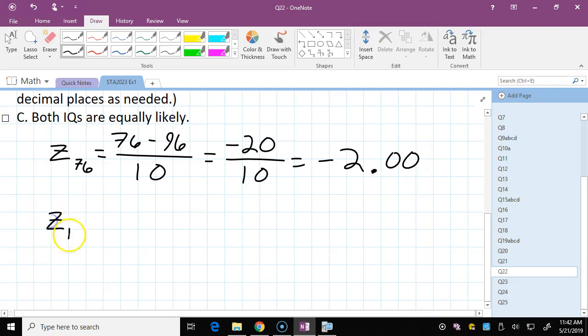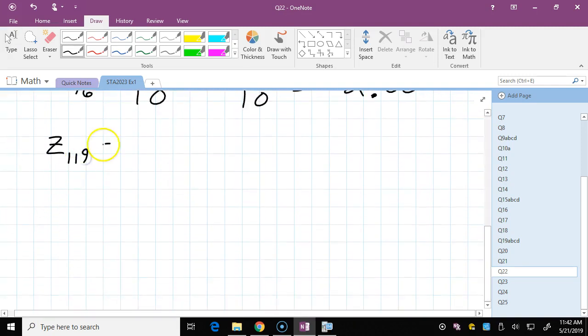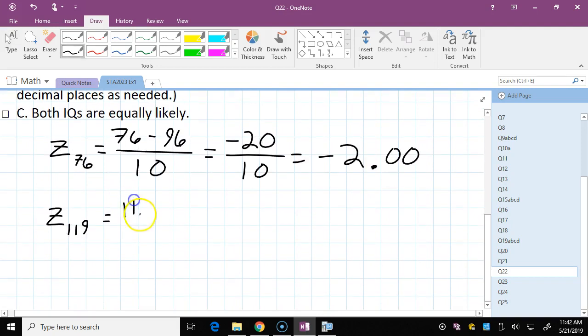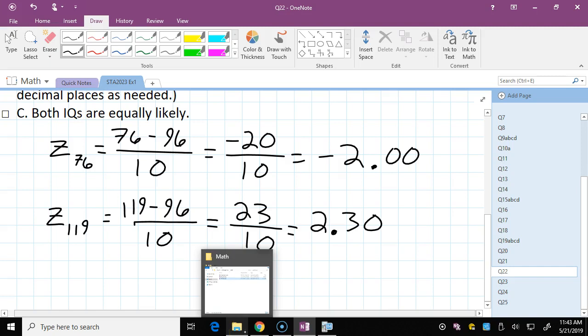So we need the z-score of 119, I believe. Yes. So we'll take 119 minus 96 divided by 10. What is 119 minus 96? How much? 20? No, it's not 20. 23. Oh, 23. Okay. And then we're going to divide that by 10. What do we get? 2.3. And again, we'll just tack on the extra 0.